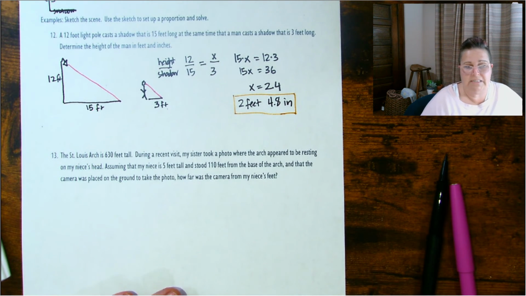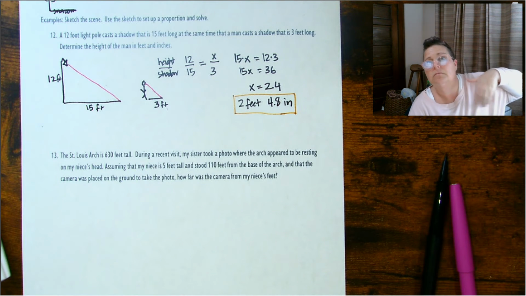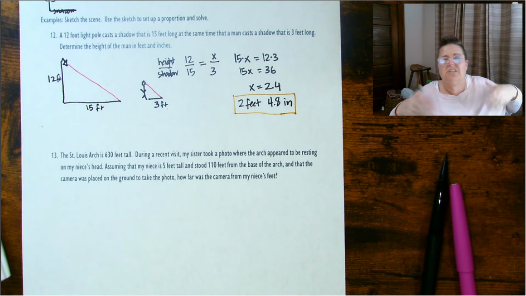During a recent visit, my sister took a photo where the arch appeared to be resting on my niece's head. Callie's 16. She likes to take Instagram-worthy photos. She's 15? Yeah. No, 16. She's got a driver's license.